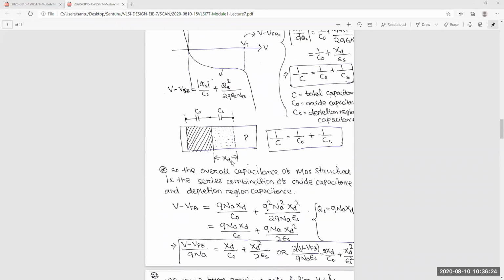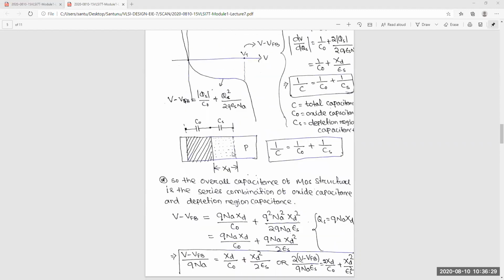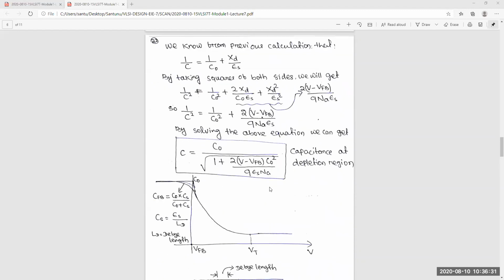Now the overall curve, this C is nothing but this equation. Now you can check here. First of all, when you put V equal to V flat band, this part will be 0. So finally C is equal to C0. So at flat band you will get C0. Just check it: put V equal to V flat band.